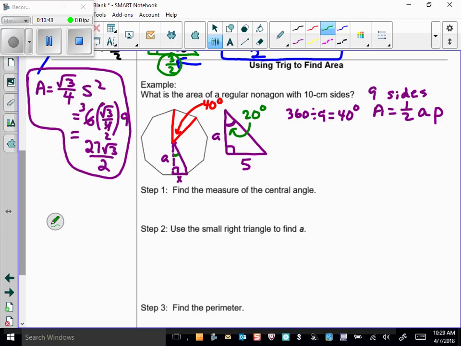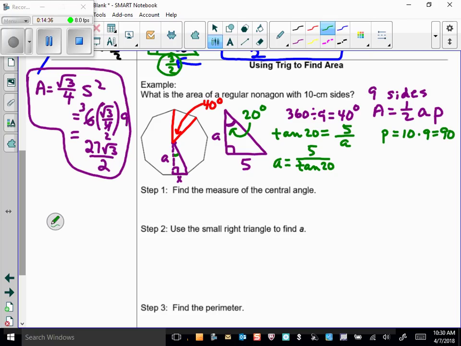And this is going to be the step that we have to take every time unless we have a 30, 60, 90 triangle. Okay, so now we can find the perimeter easily. The perimeter is 10 times 9. 9 sides, 10 centimeters each, 90. We got to find the apothem. Okay, let's use our trig because that's the only way we can do it. The apothem is the side adjacent. 5 is the side opposite. So guess what? I got to use the tangent. The tangent of 20 equals side opposite over side adjacent. Therefore, the apothem is 5 divided by the tangent of 20, right?